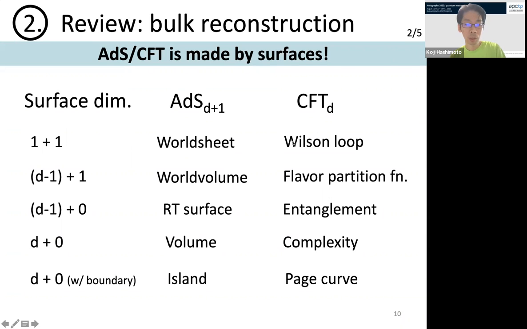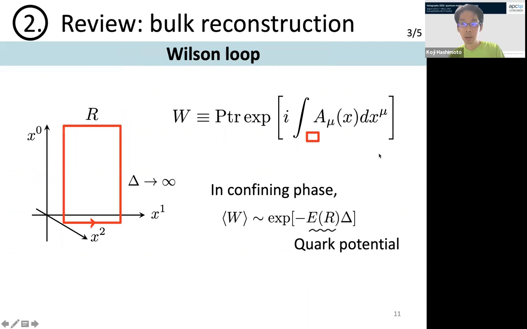So let me concentrate on this Wilson loop case. The Wilson loop in gauge theories is given by this well-known formula. The W expectation value corresponds to the quark potential, for example. And for this case, W needs to be taken to be the exponential of this Wilson loop, where a gauge field is integrated over this rectangular shaped path.